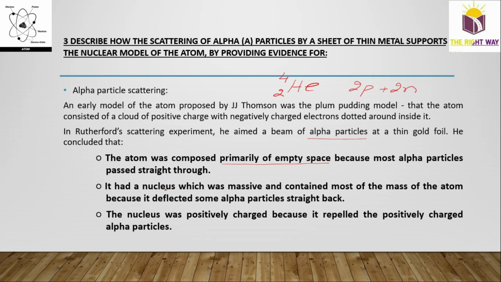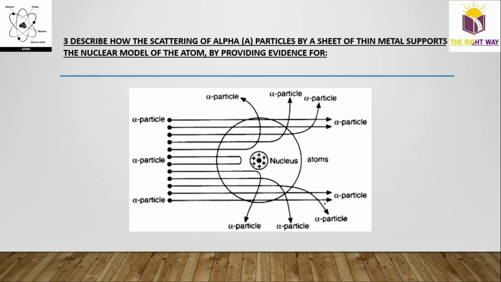Next one. It has a nucleus which was massive and contained most of the atom's mass. Most of the mass is at the center of the atom, and we named it the nucleus because alpha particles deflected straight back, as shown in this figure over here. The alpha particle coming toward the nucleus deflected straight back.